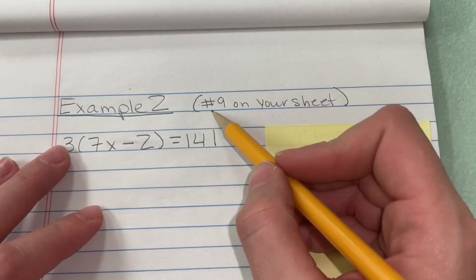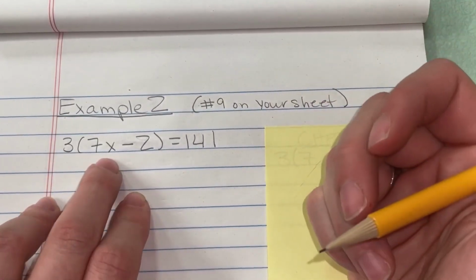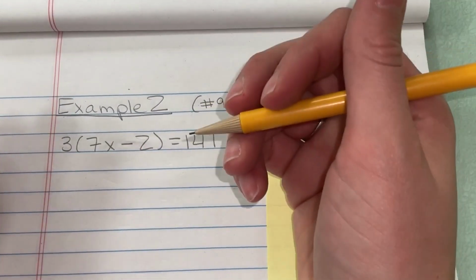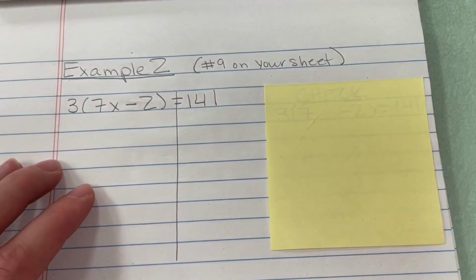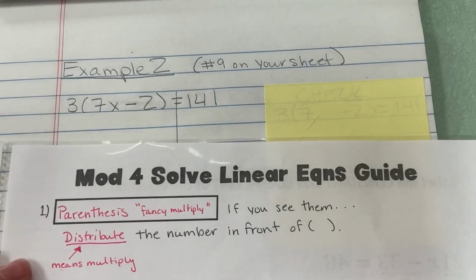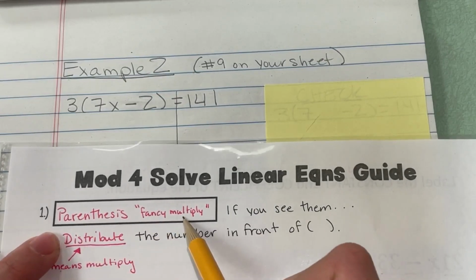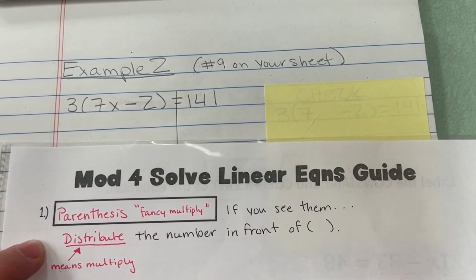So example 2, this is number 9 on your sheet. We have 3 parentheses, x minus 7 minus 2 parentheses equals 141. First thing, equal bar. Now I'm going to look at my handy dandy guideline. So, oh, hey, look, I have parentheses. This is fancy multiplication. So what I'm going to do is distribute, aka multiply the number in front of the parentheses. So let's do that.